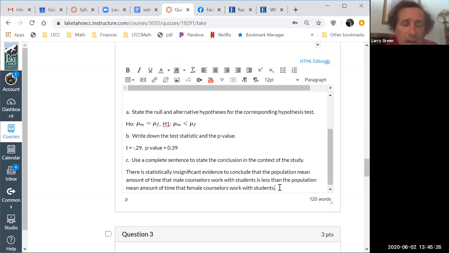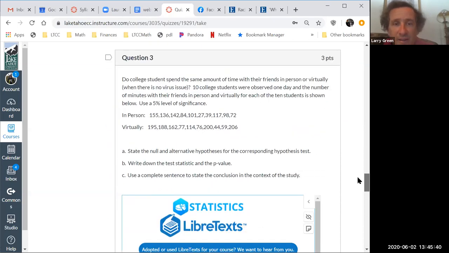Any questions at all on question 2? Any questions? Okay, let's move on to question 3. All right, do college students spend the same amount of time with their friends in person or virtually when there's no virus issue? Okay, 10 college students were observed one day, and the number of minutes with their friends in person and virtually for each of the test students is shown below. Use a 5% level of significance.